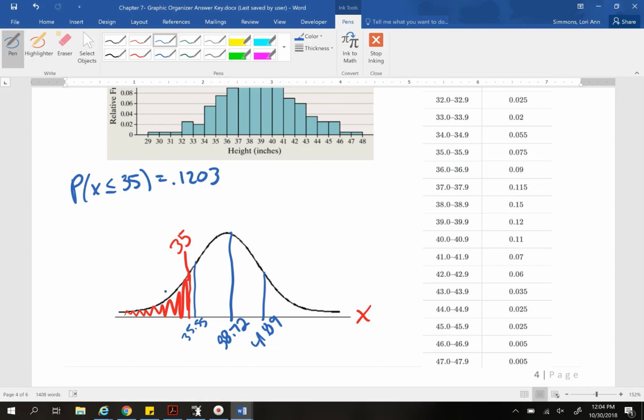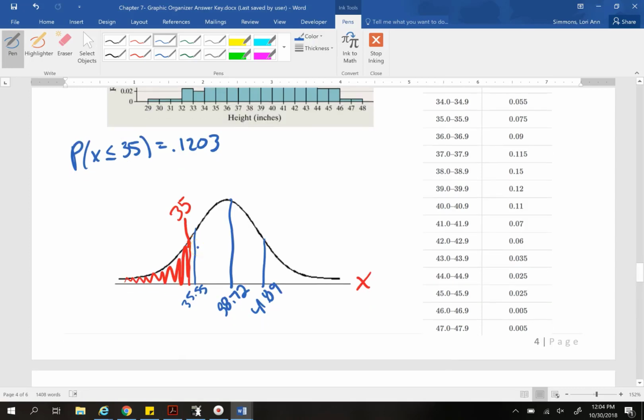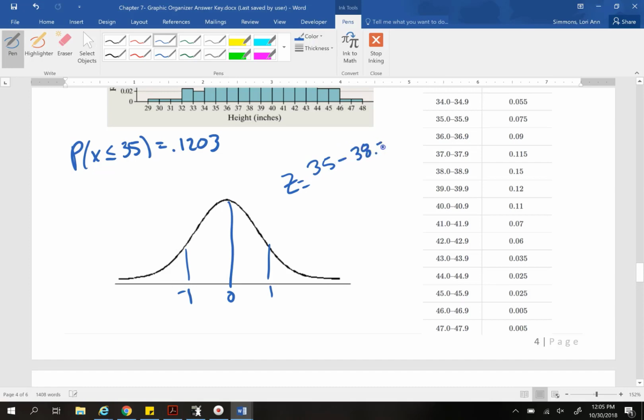All right. Now, what if we wanted to do this in z-scores? So again, mean is 0, and 1 for standard deviation. Now the z-score, we're looking for 35 minus the mean divided by standard deviation. So our z-score is negative 1.17. So about right here, negative 1.17.